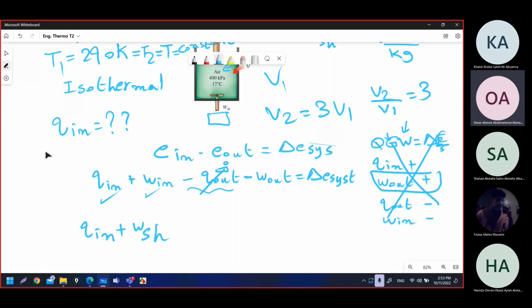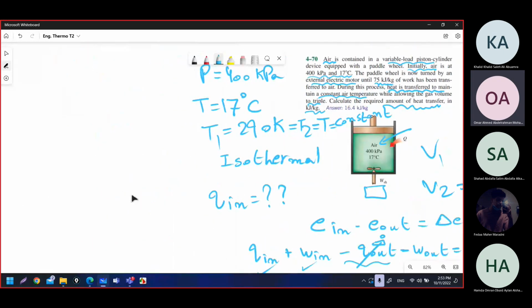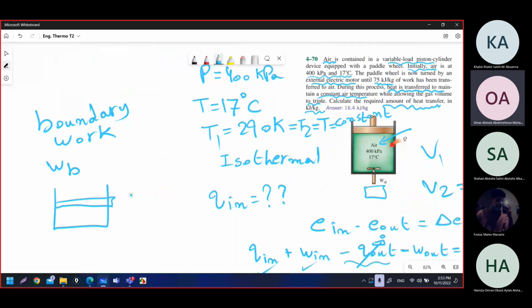Whenever you see a piston cylinder device, there is something called boundary work. We call it WB. You have the piston cylinder device, something like this. This piston moves up and down. It may become here, or down. And when you solve a thermodynamics question, you will take the air. Here we take air as my control volume. This is my system, right?